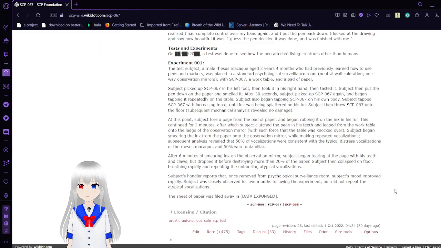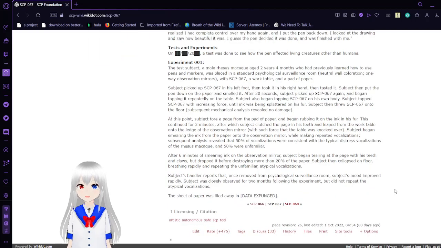Tests and experiments. Sometime in the year 2000, a test was done to see how SCP-67 affected living creatures other than humans. Experiment 1: the test subject, a male rhesus macaque, they really love this particular species of monkey, aged 2 years, 4 months, who had previously learned how to use pens and markers, was placed in a standard psychological surveillance room. Neutral wall coloration, one-way observation mirrors, with SCP-67, a work table, and a pad of paper.